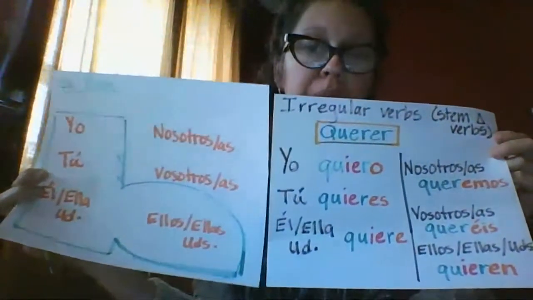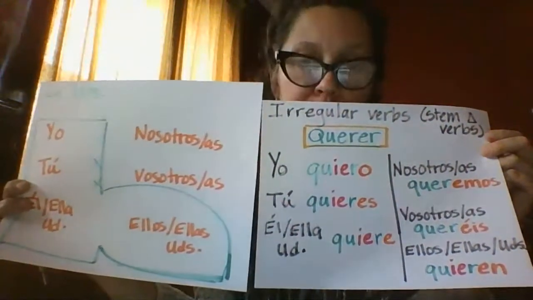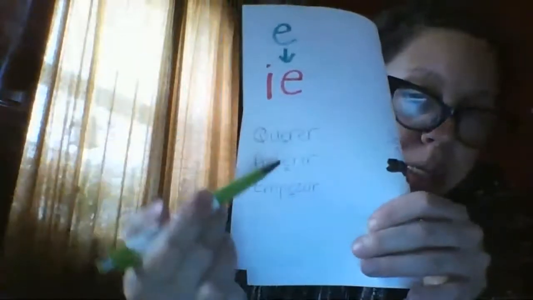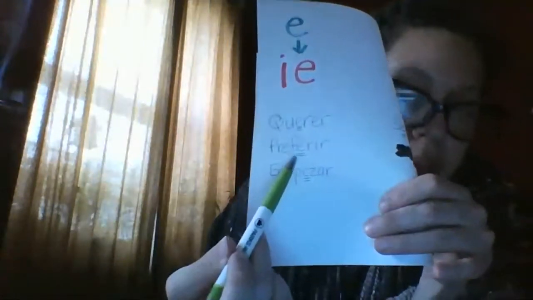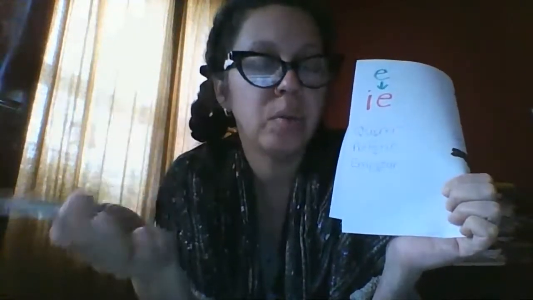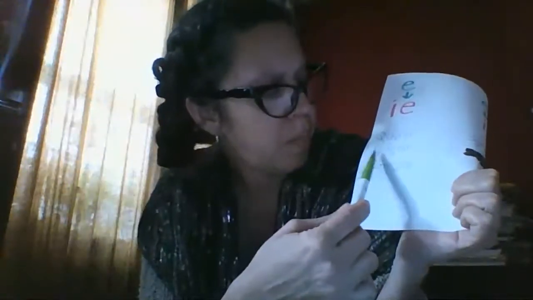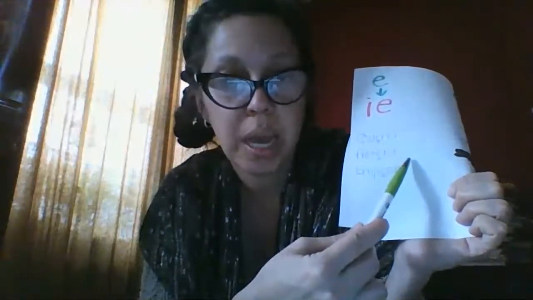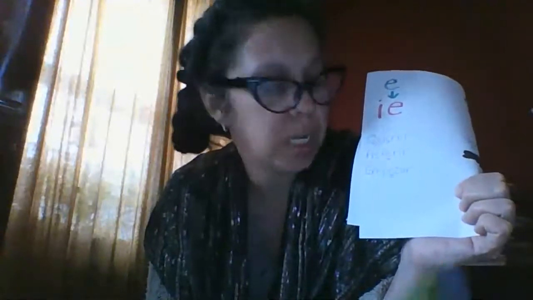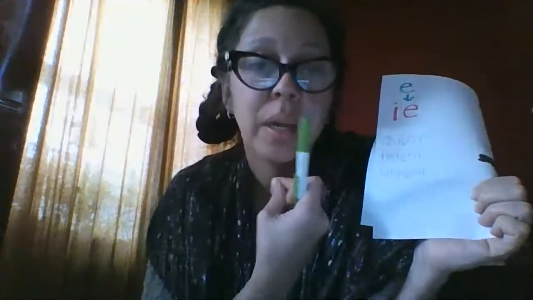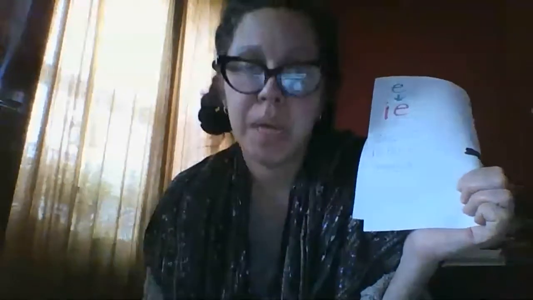Okay? So, again, we're going to see this pattern. And that takes place for querer, preferir, and empezar. They are going to experience the changes. Okay. And with preferir, you see that it has two E's. The one that you're going to change in case that you see another verb similar to preferir is the one closer to the end of the verb. So preferir, the second E, the one closer to the end, is the one that is going to experience the changes. The same thing with empezar, which means to begin, to start.